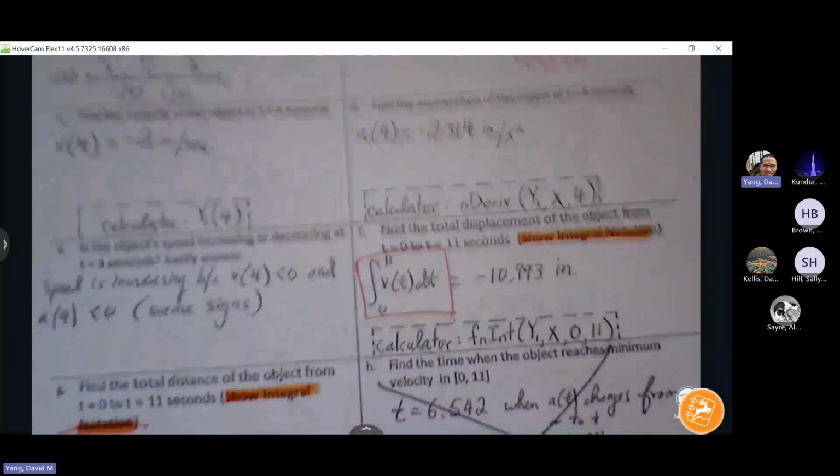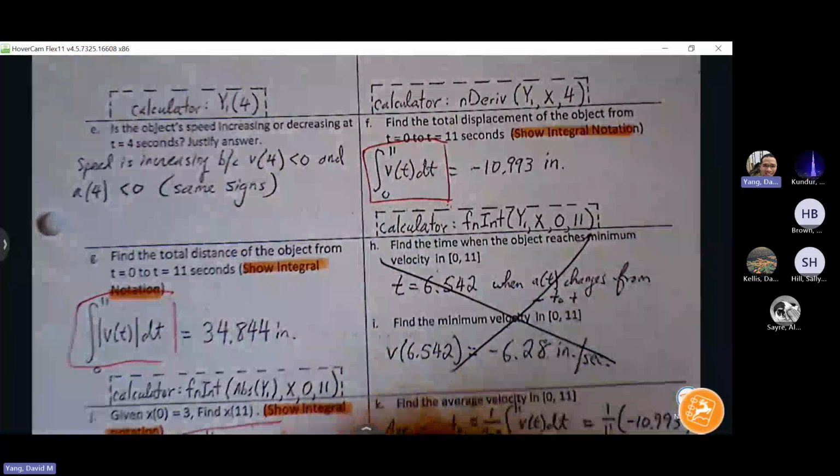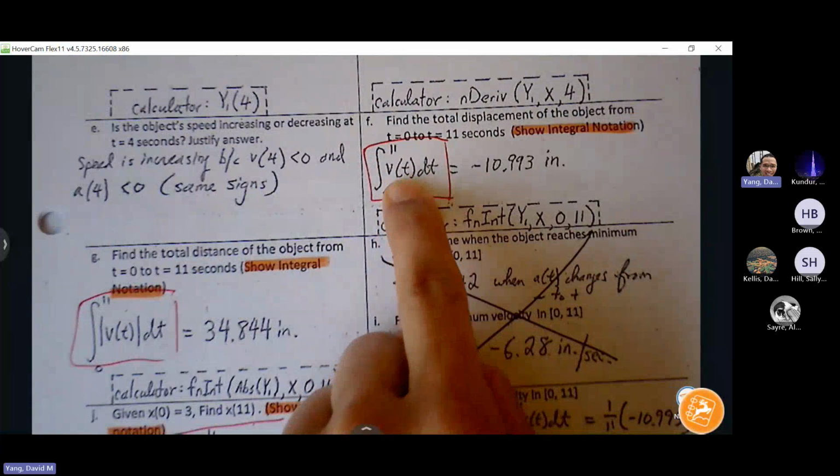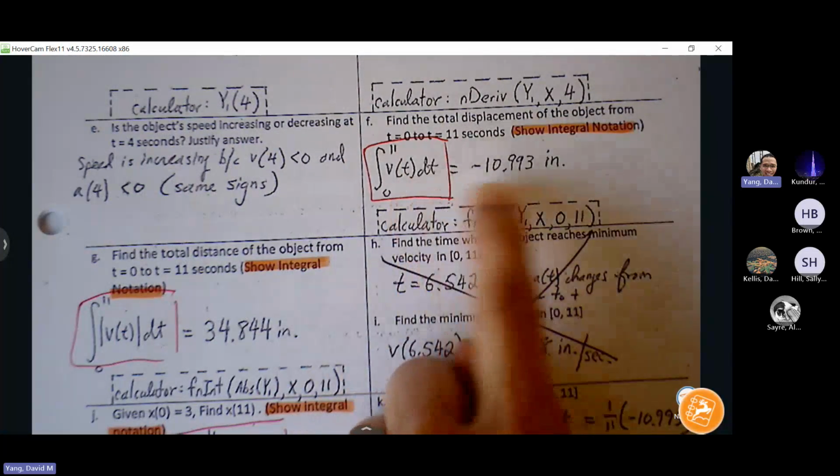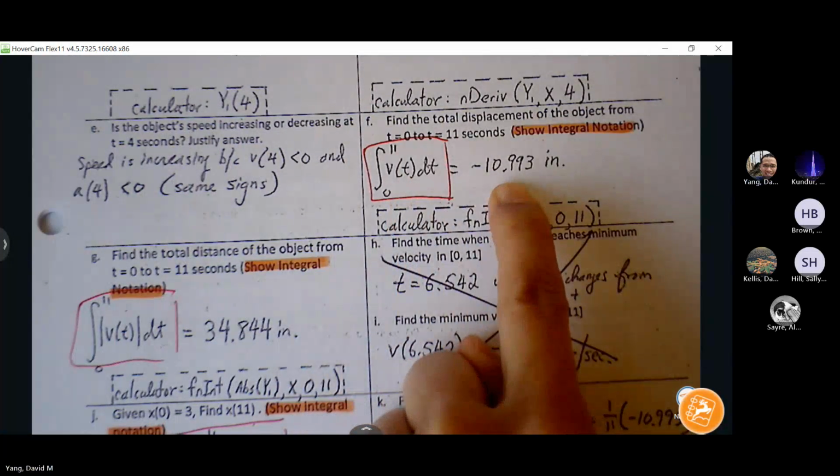Next up, total displacement. Total displacement is the definite integral from a to b of the velocity function. I'm looking for the integral notation as well as your answer. Math 9.